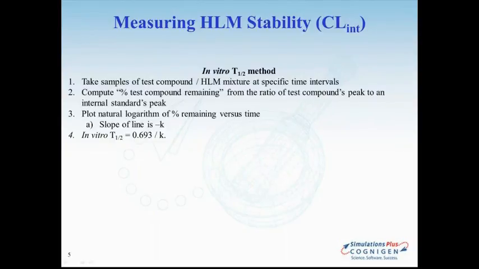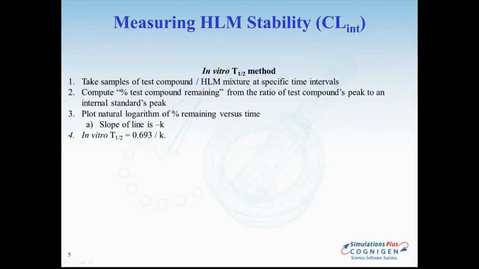So with the in vitro T1/2 method, you isolate your test compound with the mixture, and then at specific time intervals you would take an aliquot out of the mixture and analyze it for the percent test compound remaining. This is simply a ratio of the peak height at the particular time compared to an internal standard.